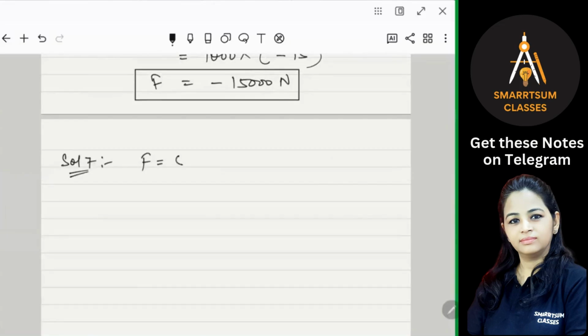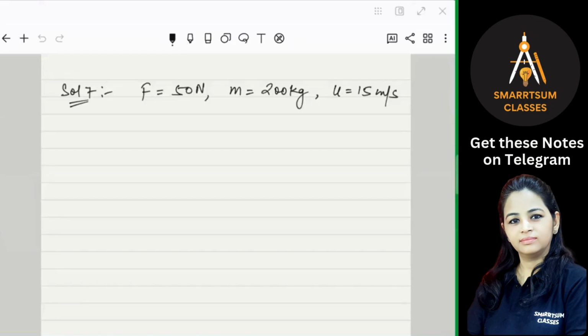F is 50 Newton. Ma'am, in this question, which we did just now, that diagram, if it's given to find the average velocity, then how will we do that? For that, you need to find the total distance, then divide by total time. Oh, so total distance, like it is changing.